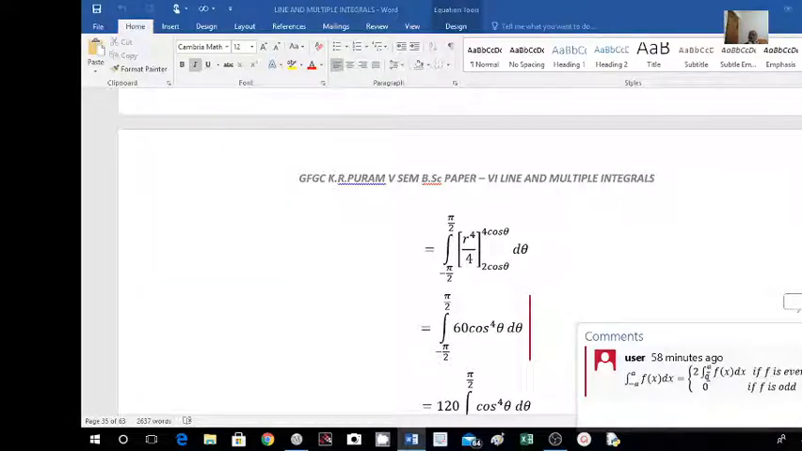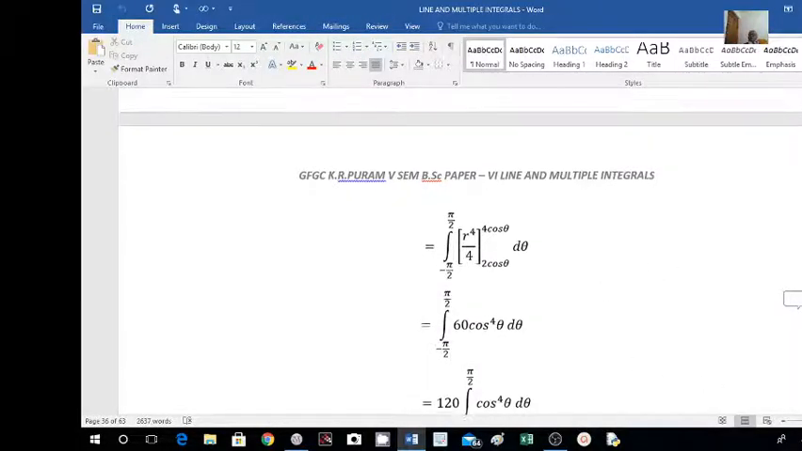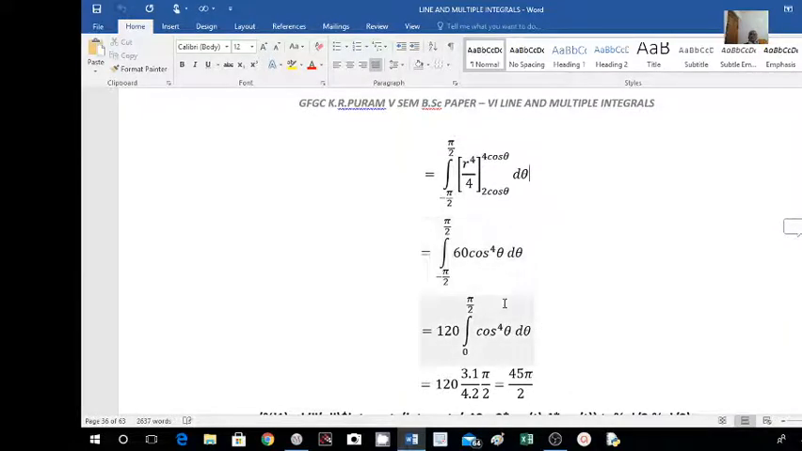So if it is even, I have to multiply by 2 and make the integral from 0 to a. Here it is minus pi by 2 to plus pi by 2. I just have to verify whether this function is even or not. Cos itself is an even function and power 4 is there, therefore it is an even function. Then I will write this as 2 times the integral from 0 to pi by 2. 2 into 60 is equal to 120, integral from 0 to pi by 2 of cos 4 theta d theta.